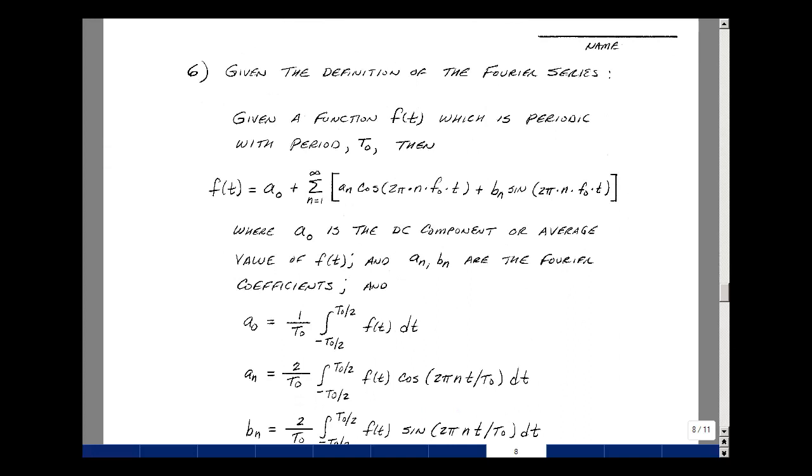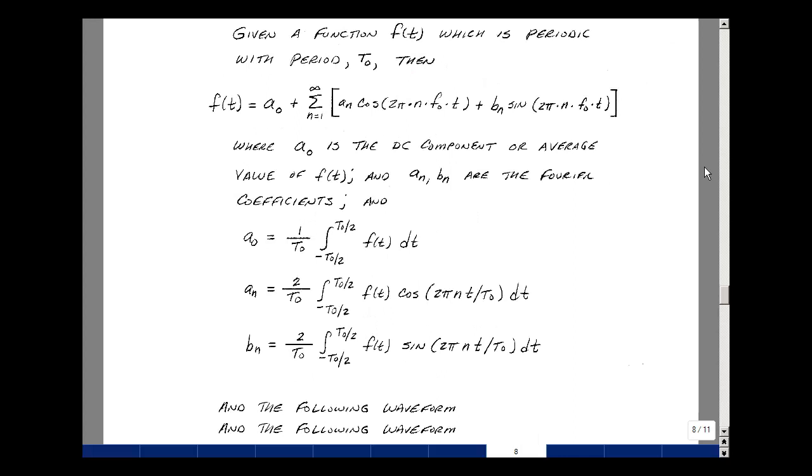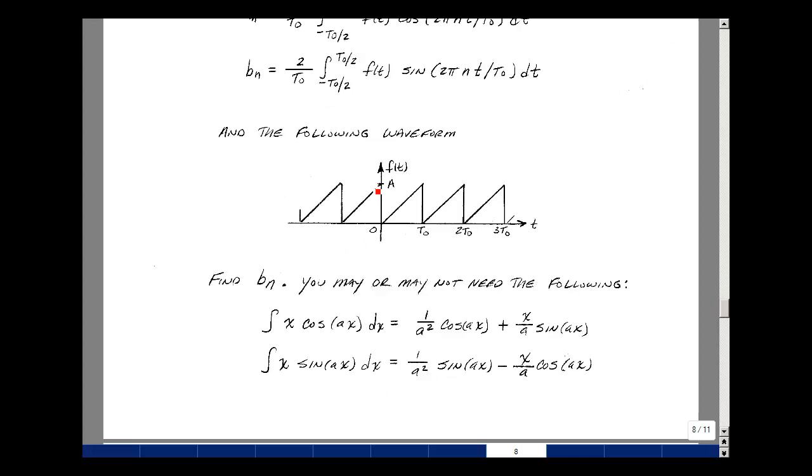In problem number 6, I'm going to give you the definition of the Fourier series from chapter 13. It's listed below. Given the following waveform, f of t, which has a period of t0, can you find the b sub n of the Fourier series?